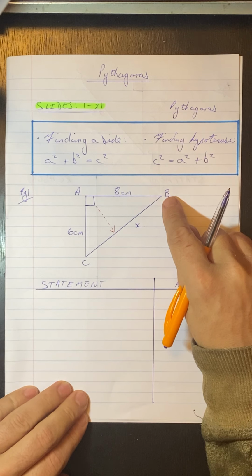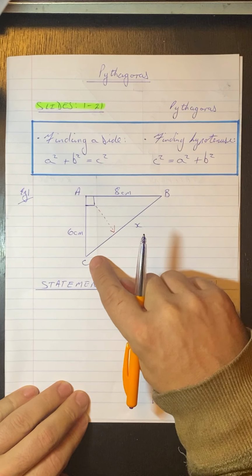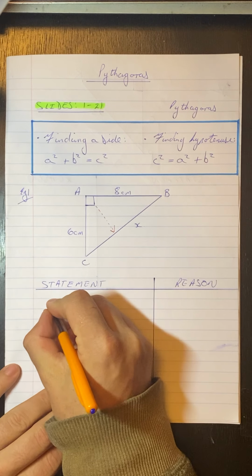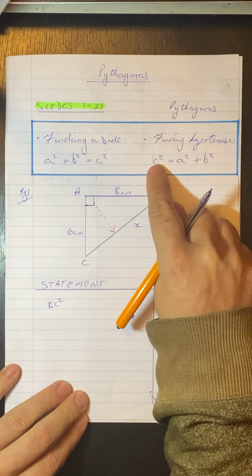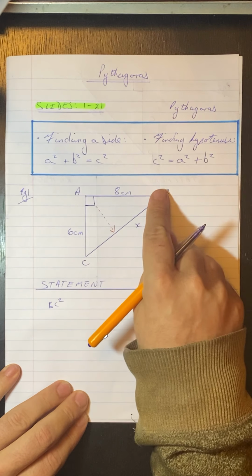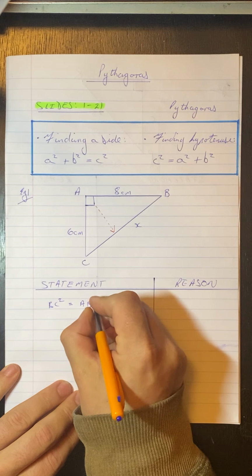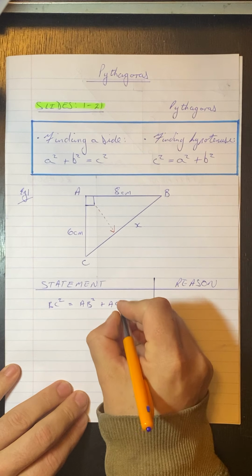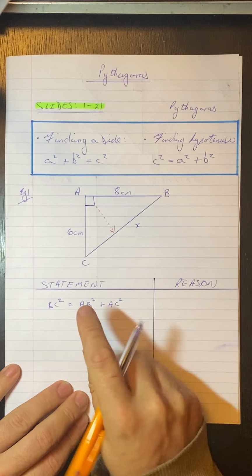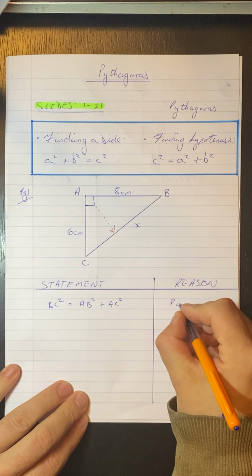And what I want you to do, grade nines, is label the sides with their letters over here. Okay, so our hypotenuse is BC, so this is going to be BC squared equals the two other sides squared. So our two other sides will be AB, AC. So this will be equal to AB squared plus AC squared. Okay, exactly in that form. And because this is geometry, we must give a reason. So our reason here is Pythag.